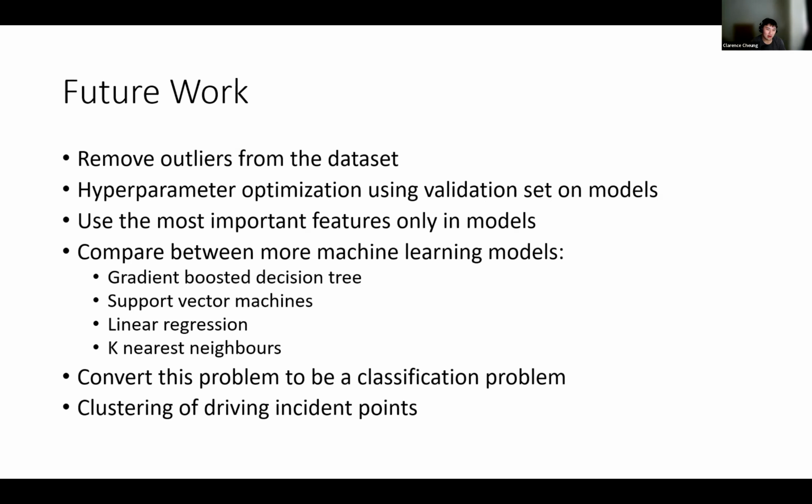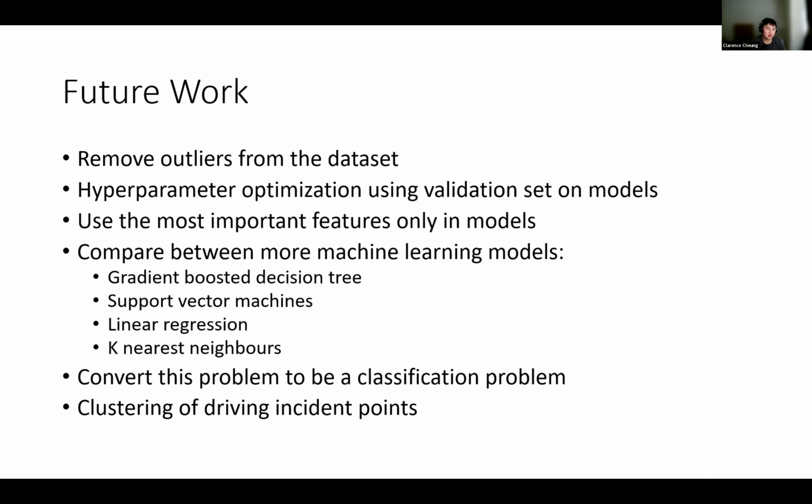Another thing to do in the future is compare between more machine learning models. So right now I'm thinking of using gradient boosted decision trees, support vector machines, linear regression, and k-nearest neighbors. Another thing to consider: this machine learning problem is currently a regression problem, so we're predicting the number of incidents in each LGA per day.